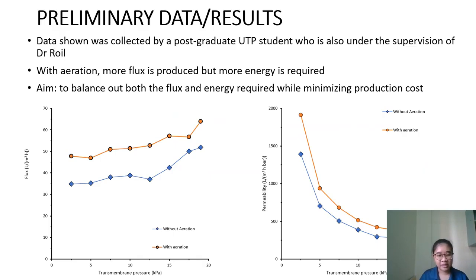Now, based on the data shown, it can be said that with aeration, more flux is produced, which is a good thing. But the downside is it uses more energy. So the aim of the techno-economic model is to somehow balance or optimize both flux production and energy requirement, while minimizing the overall production cost.